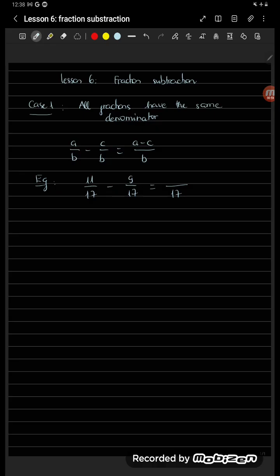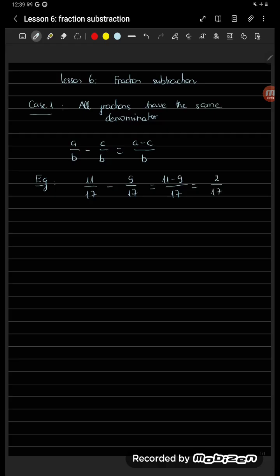Okay, so we'll go over some examples. The first example, we'll see two fractions here: 11 over 17 subtract 9 over 17. Both fractions have the same denominator, 17. So for the answer, we'll write 17 at the bottom part as the denominator, and for the top part, it will be 11 subtract 9. And the answer is 2 over 17.